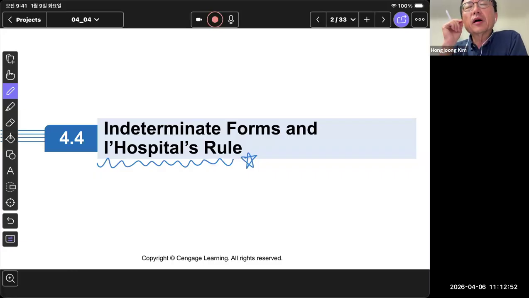So in the midterm, I will definitely give some problems which use L'Hopital's rule. So you should practice this L'Hopital's rule quite a lot. Okay, so please listen carefully in this section. Now there are two conditions where you can apply L'Hopital's rule.